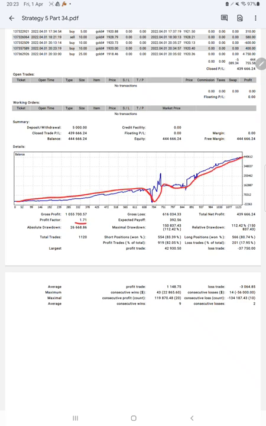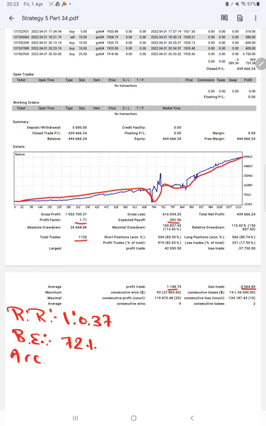Profit factor is 1.71. Total number of trades is 1120. Expected payoff is 392. Average profit and loss is 1148 and 3064. So the risk reward ratio will be 1:0.37, and the break even point for the strategy is 72%. Comparing with the current account accuracy, which is 83%, we are almost up by 11% over the requirement.